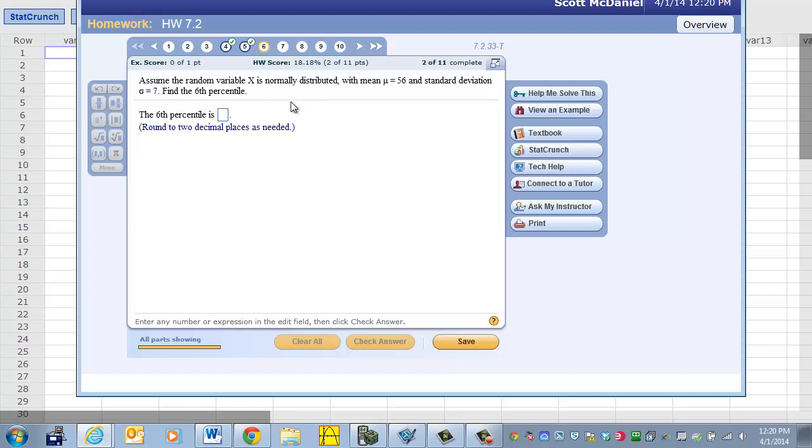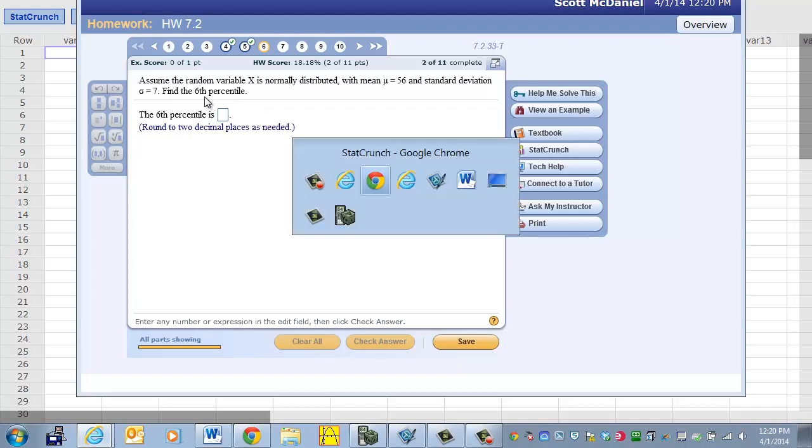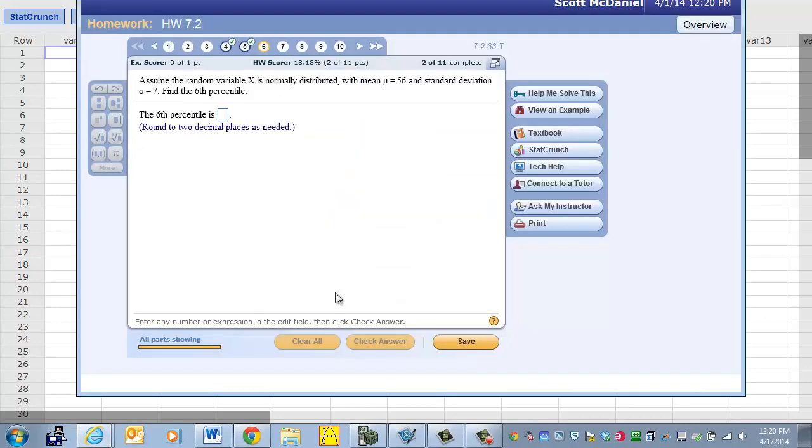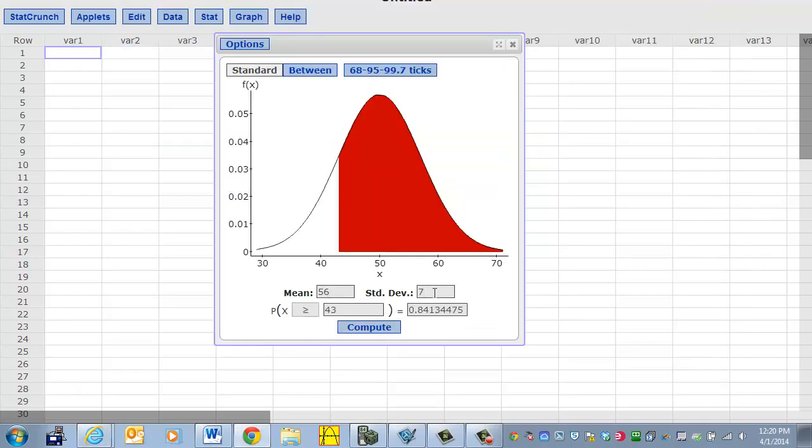On StatCrunch, we often will see this with percentiles. So again, we have a mean of 56, standard deviation of 7. Find the sixth percentile. So let's come back over here. We have a mean, actually we're doing standard, so a mean of 56, I think that was it. Standard deviation of 7, still 7. And this is what we don't know, so I'm going to leave that blank. Just leave that one blank. But we do know this.